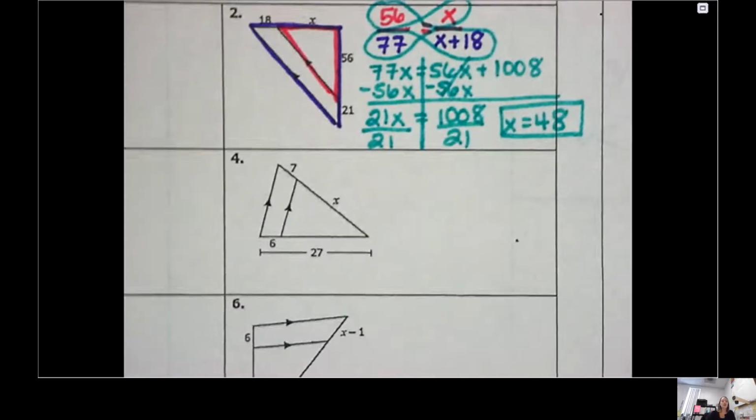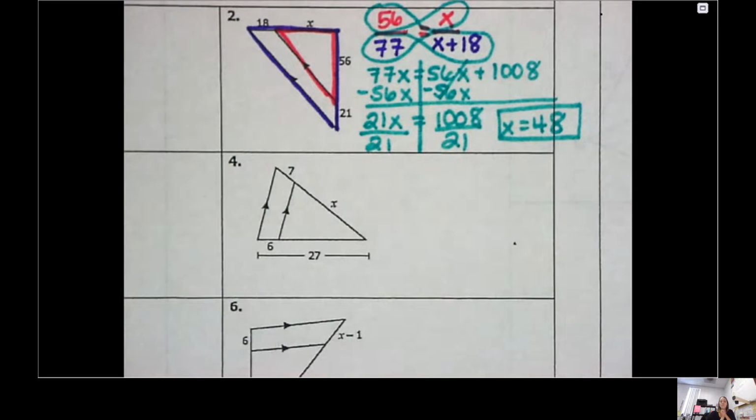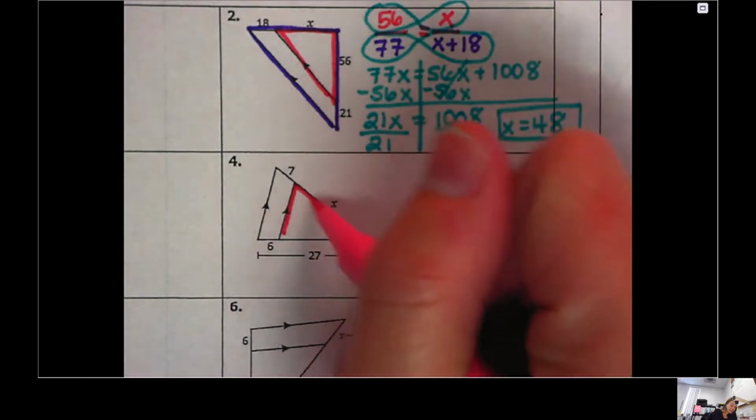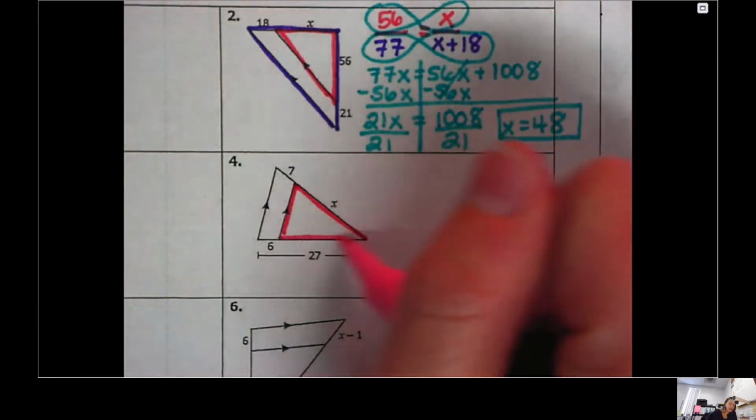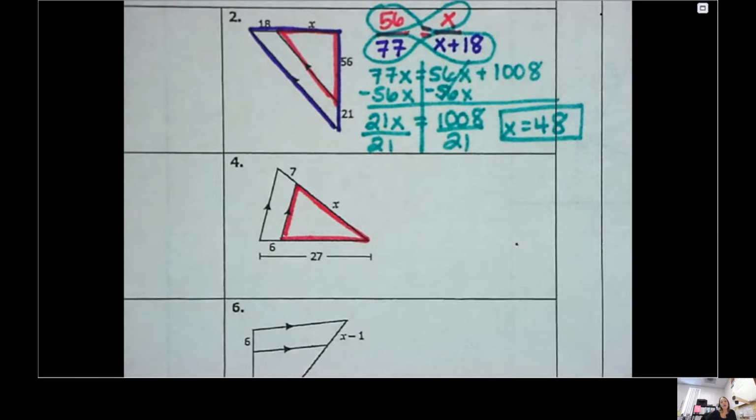Okay, number 4. I'm going to show you another way to do this problem. I've got the pink triangle, so I'm just going to get in the habit of making a small triangle and then highlighting my big triangle. If you look at that pink small triangle, what is one of the side lengths of that pink triangle? Something that's marked for you. X is marked for you.